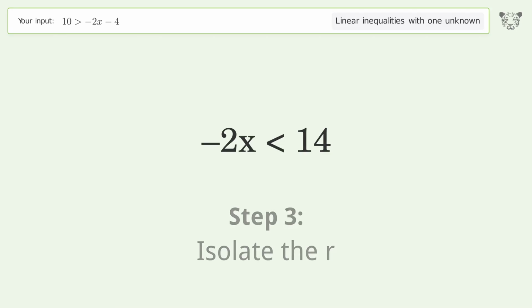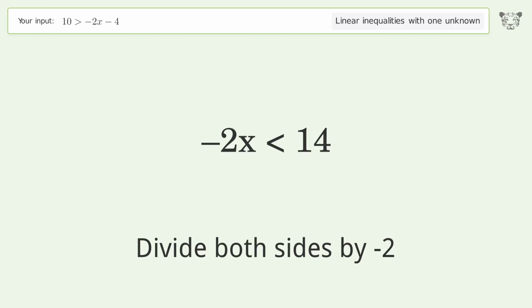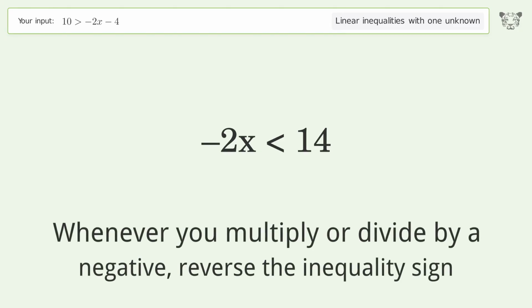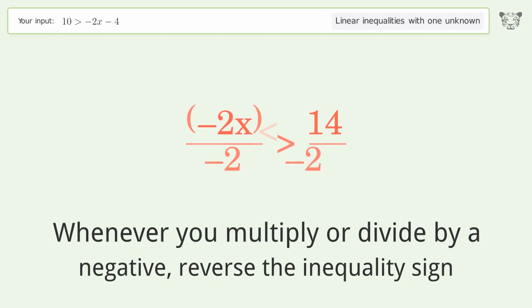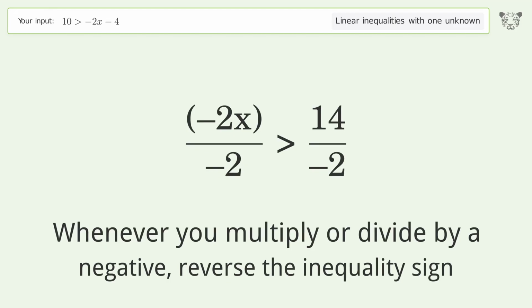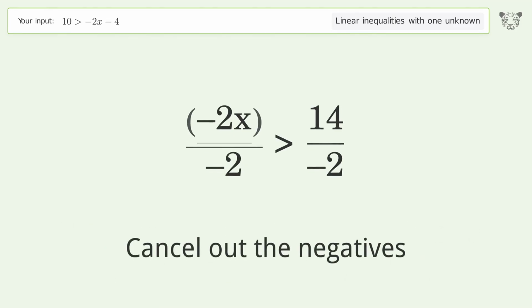Isolate the r. Divide both sides by -2. Whenever you multiply or divide by a negative, reverse the inequality sign. Cancel out the negatives.